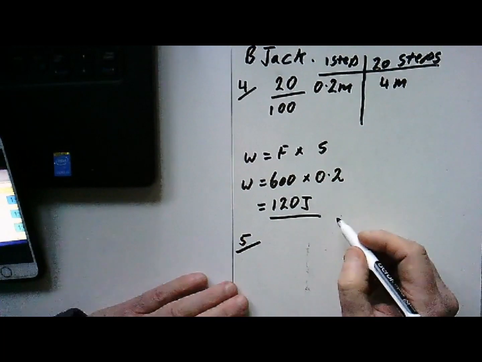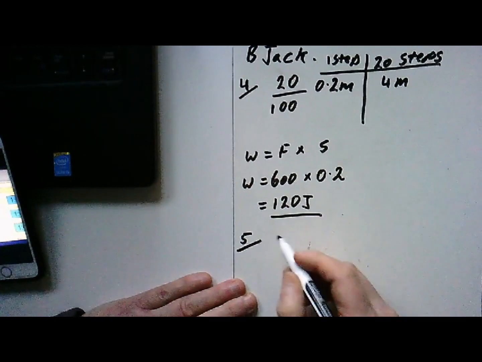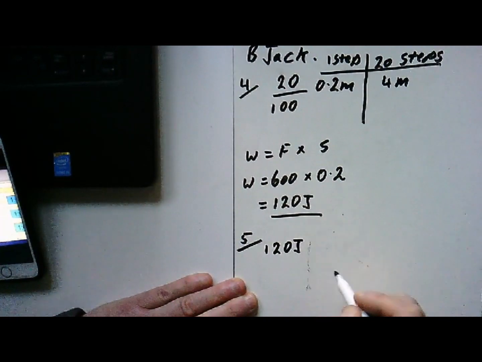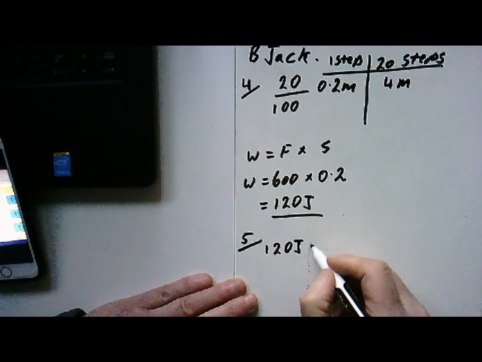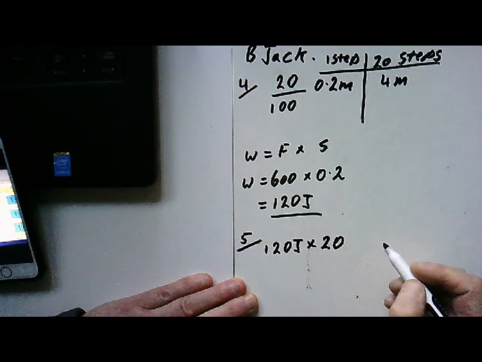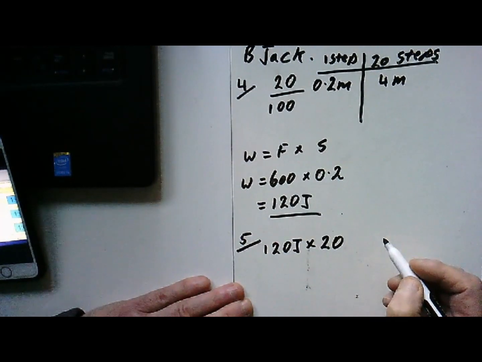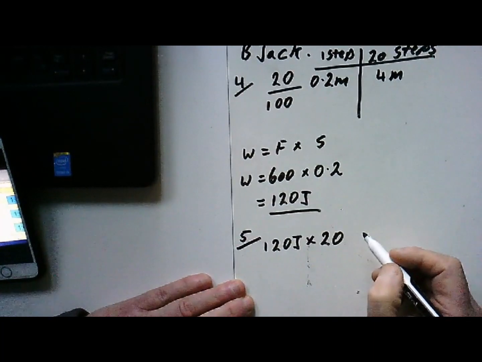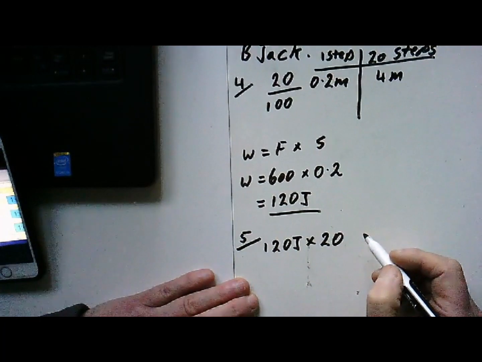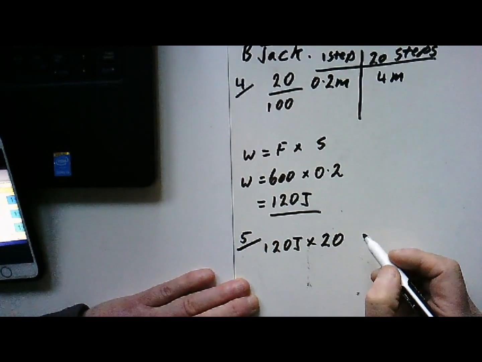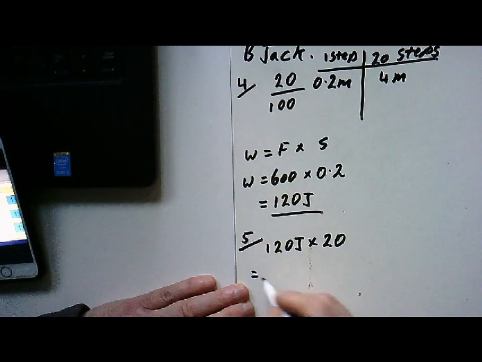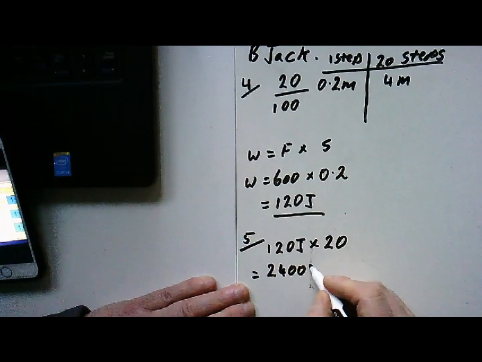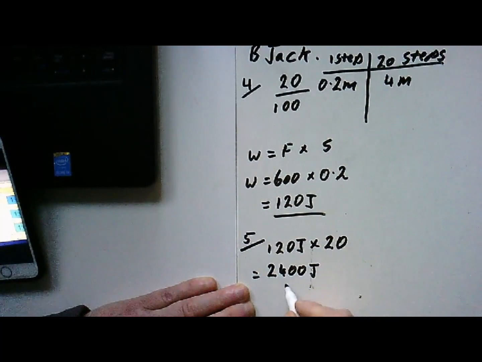Now the next part of the question, question 5 then, is relatively straightforward now, because we now have to take that and we have to climb 20 steps. So therefore we're going to take the first part of the question, which is 120 joules, and we're going to multiply that by 20 steps from the question. I could have taken Jack's force, which is 600 newtons, and I could have multiplied it by 4 metres instead. And I'm now going to have an answer of 2,400 joules.